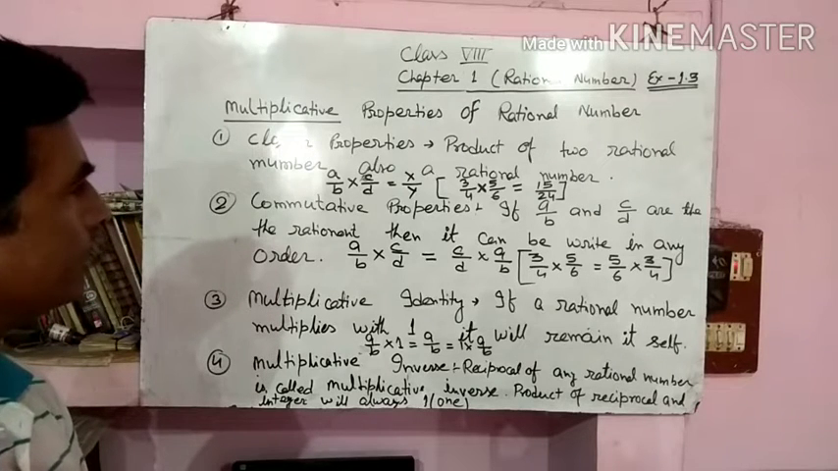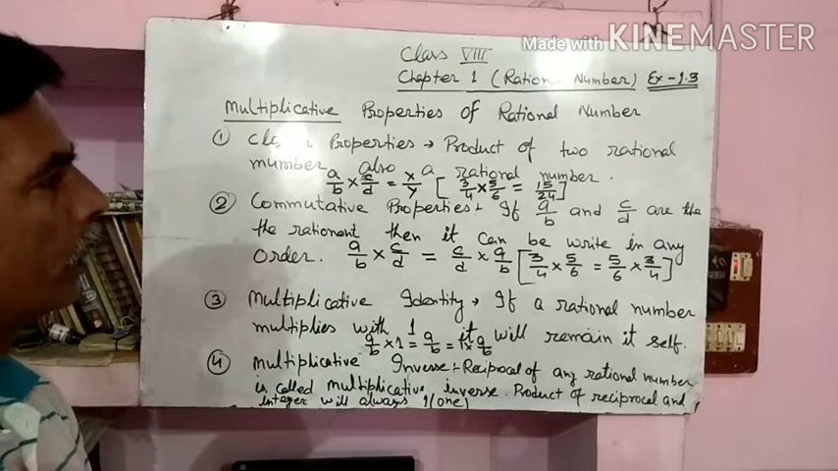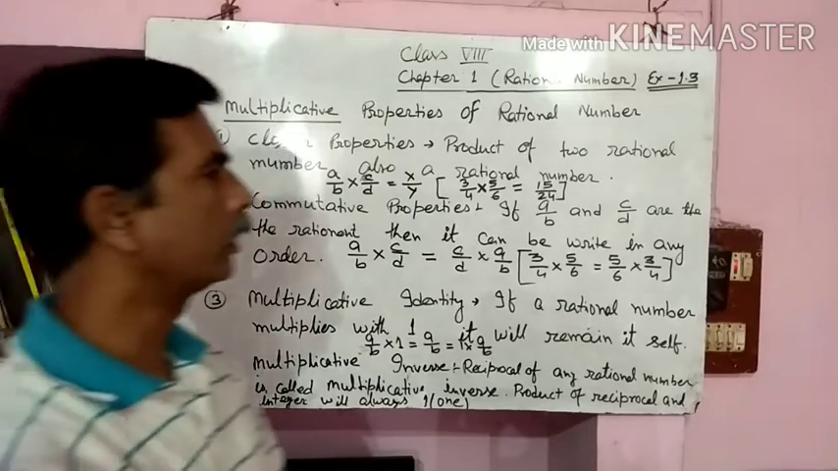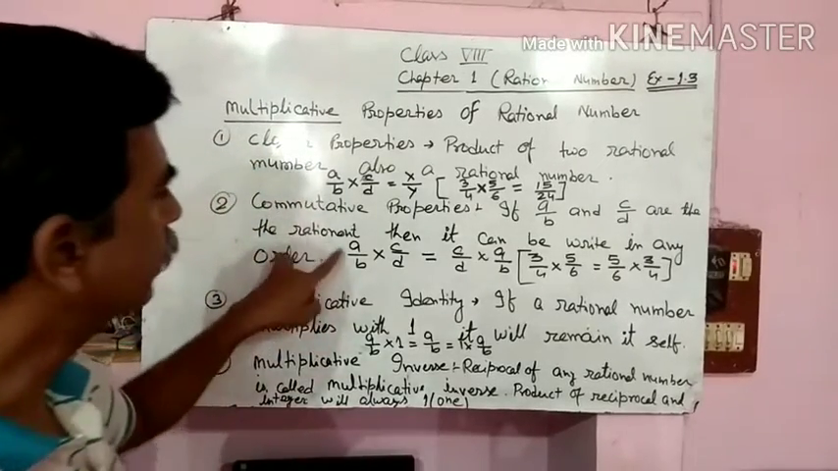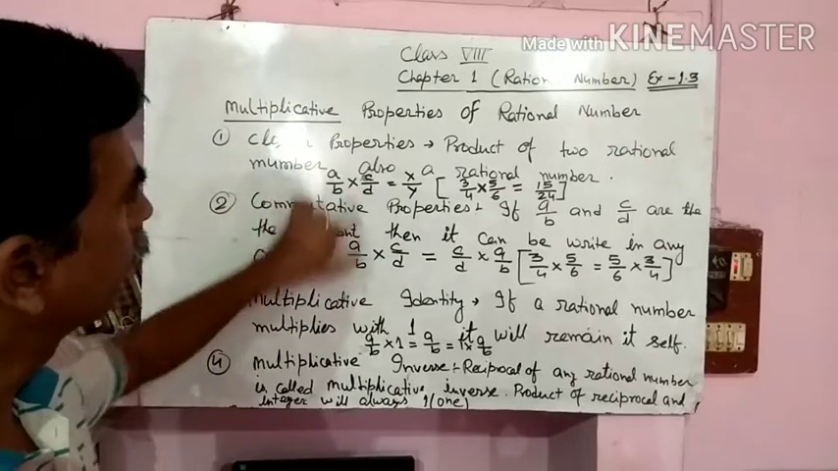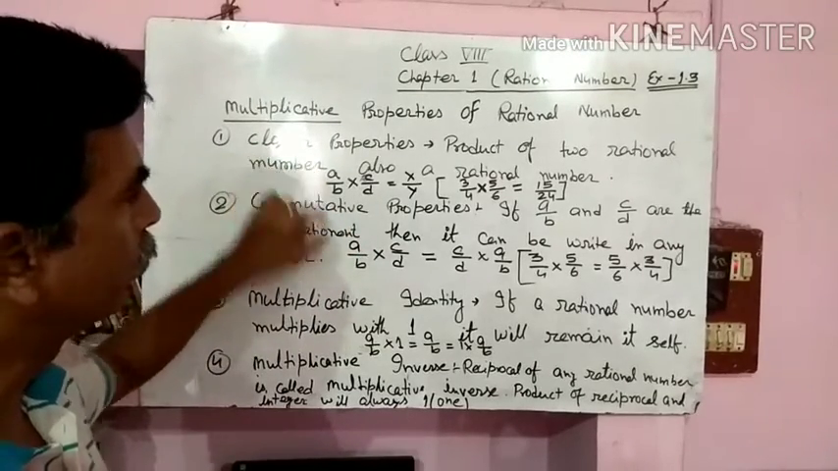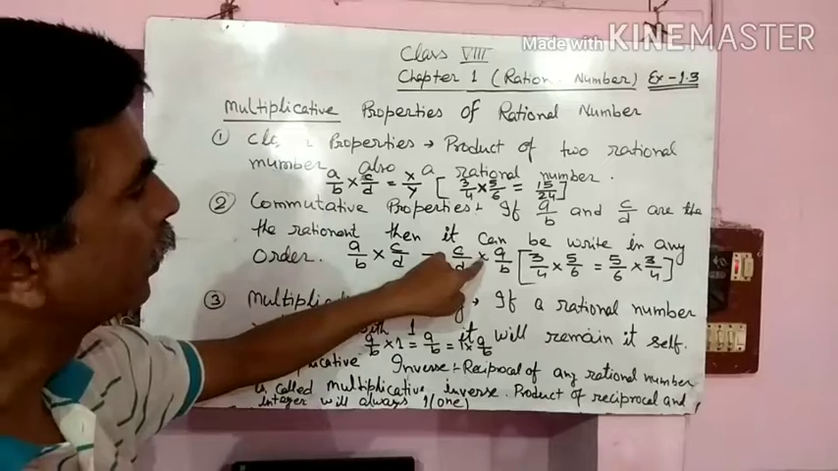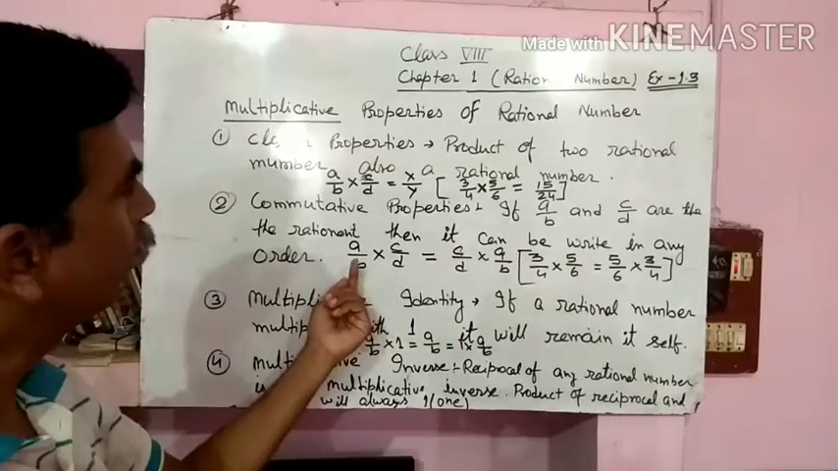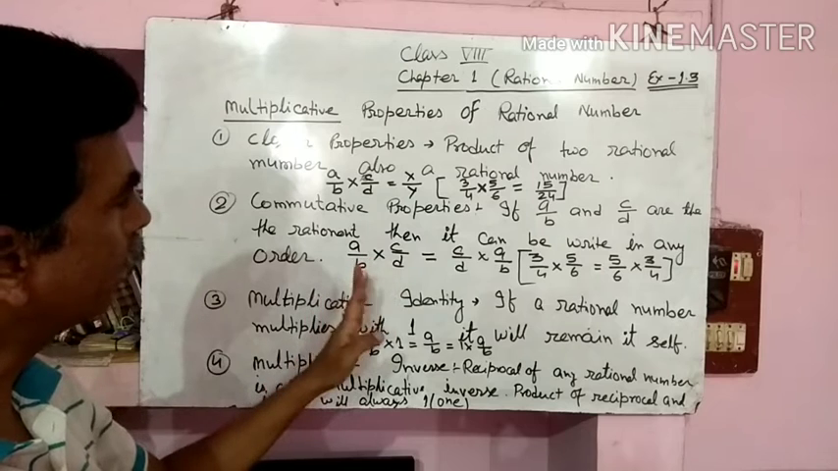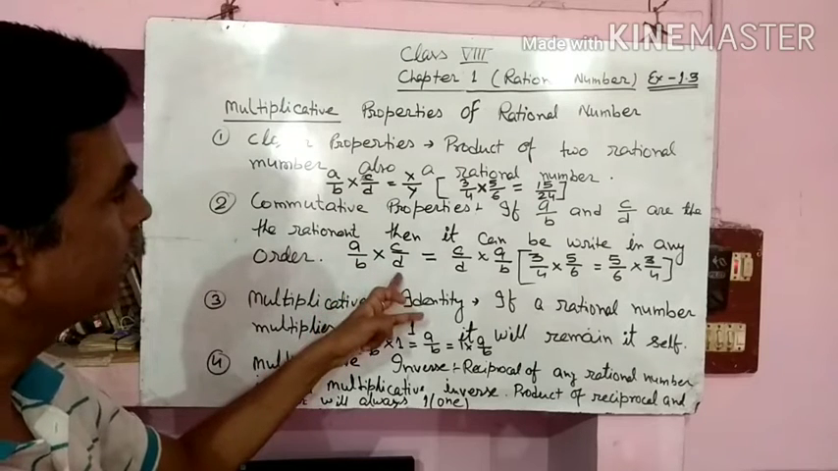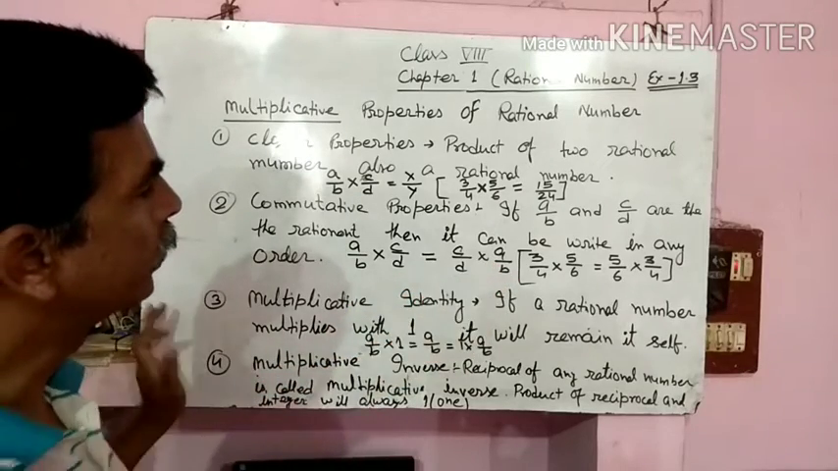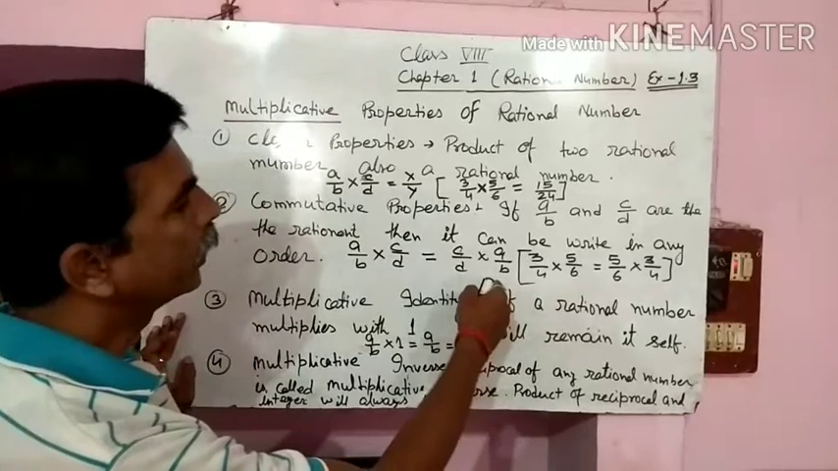The next one is the commutative property. If a by b and c by d are rational numbers, then they can be multiplied in any order. a by b into c by d is equal to c by d into a by b. First I have written a by b, then c by d, but if you write c by d into a by b after the equal sign, you will get the same result.